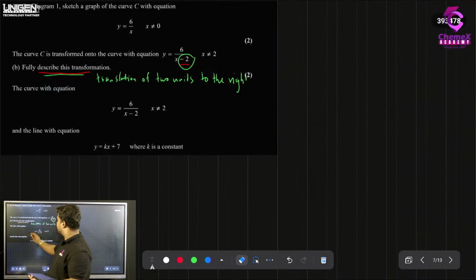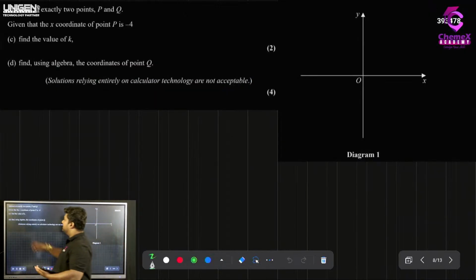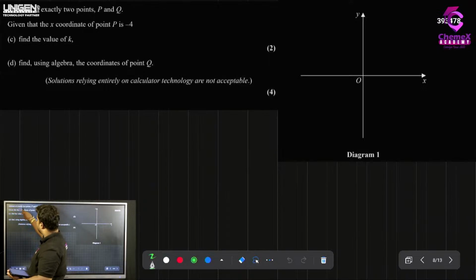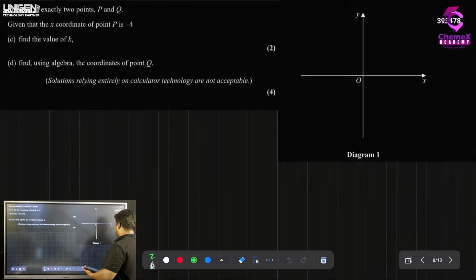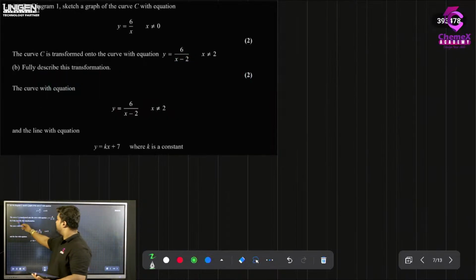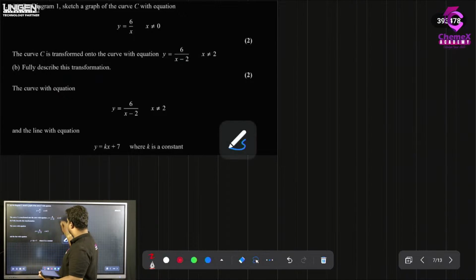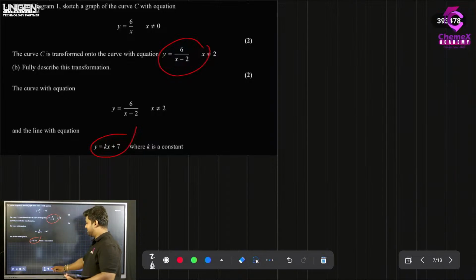Next, the curve with the equation given and the line with the equation given. Now I think I have put it in the next part. They intersect at exactly 2 points P and Q. Given that the x coordinate of P is minus 4, find K. So one of the x coordinates is given. They say they intersect, so what do you do? You just put the two equations together and solve it, right? That's the easiest thing to do.